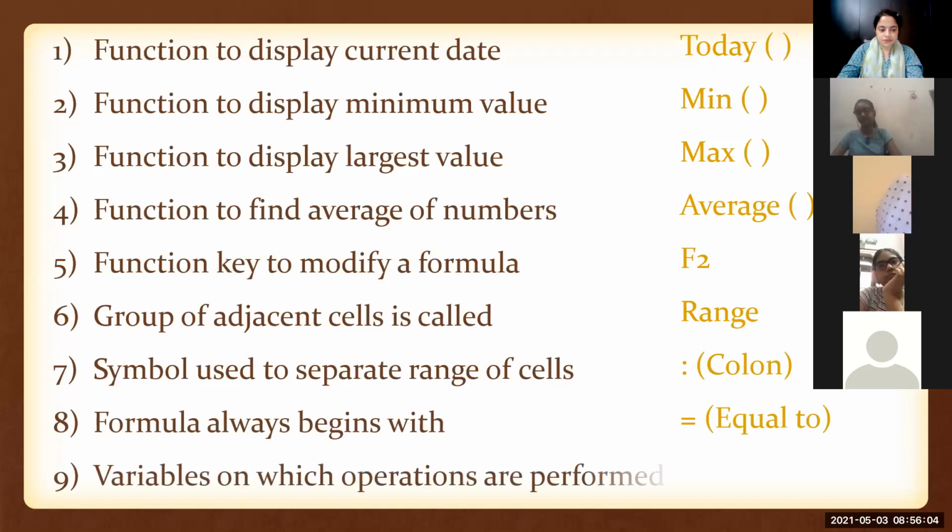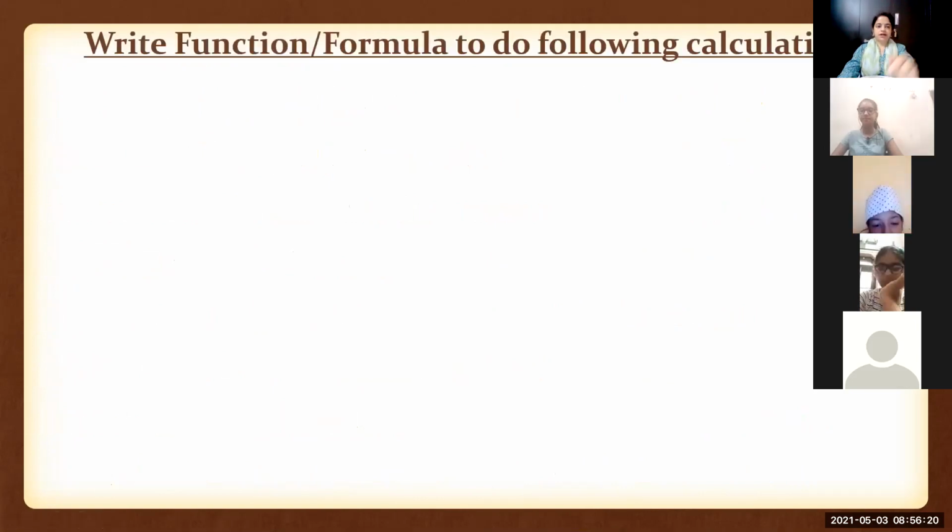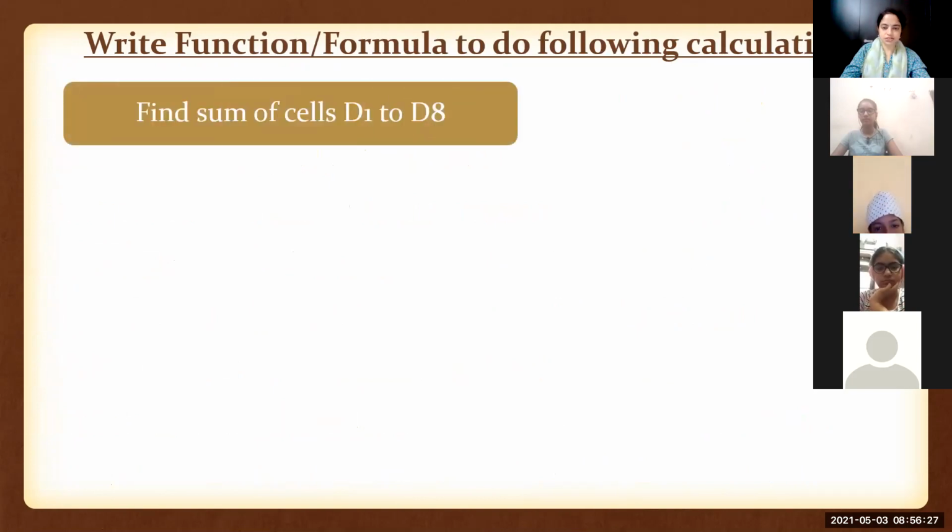Okay, last one. What do we call the values on which the calculation is done? Variables? They are called operands. Okay, clear? Yes, ma'am. Okay, now you have to write the formula or function to do the following calculation. I'm giving you a few examples. आपको calculations करनी है. Find the sum of cells D1 to D8. What will be the formula?